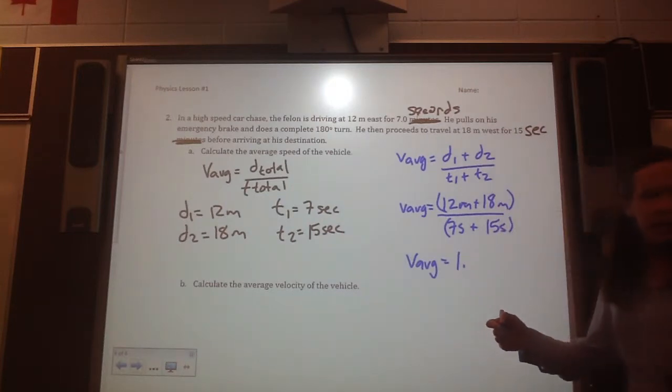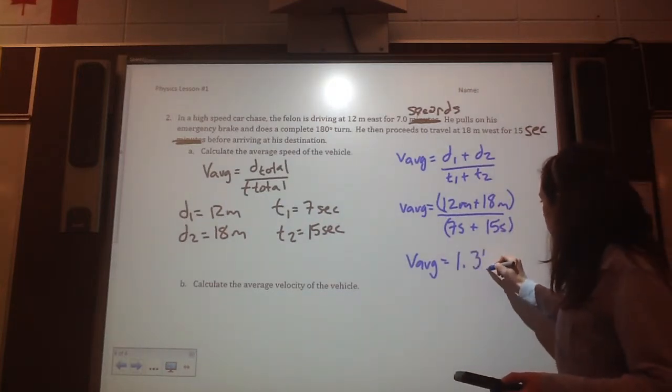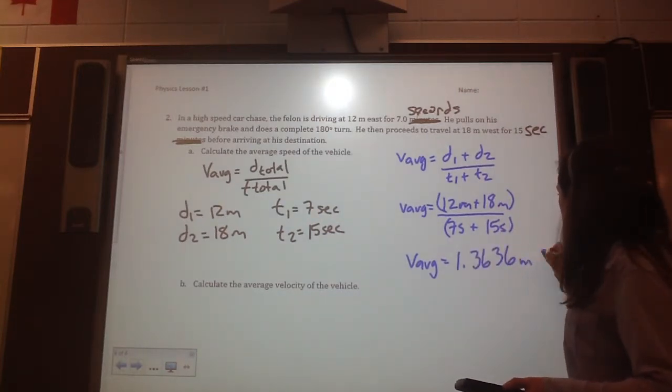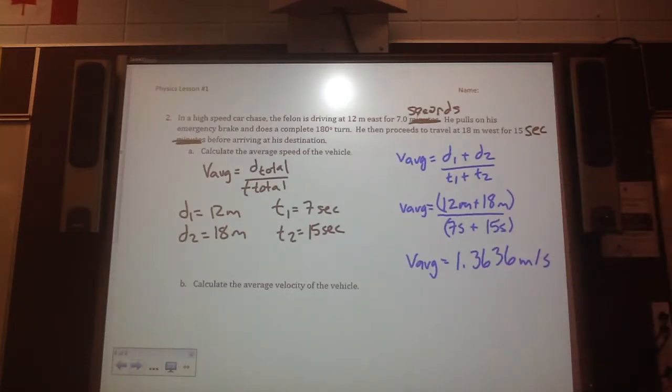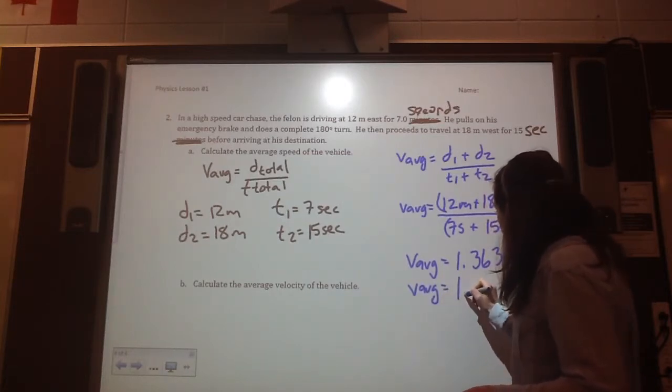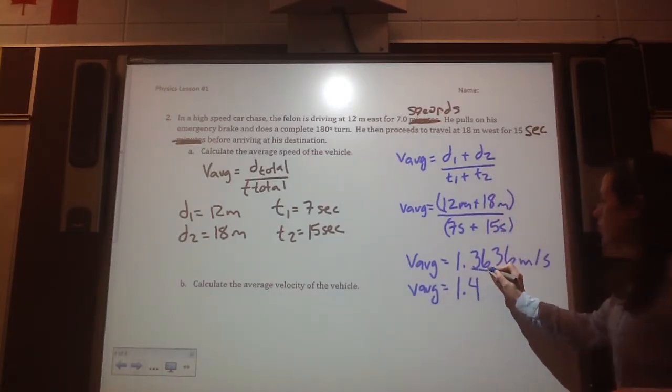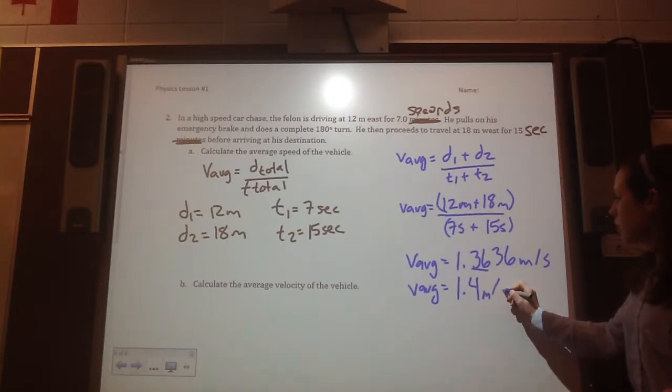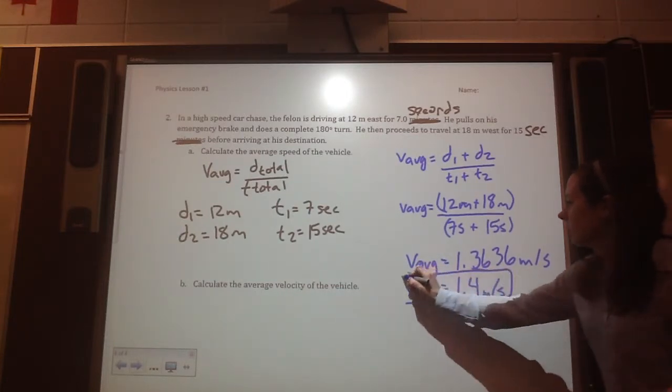So when you plug this in, you should get 1.3636 meters per second. We need to put this into sig digs. Everywhere in my question was 2 sig digs. You don't include the 180 turn because that's just information. Those aren't digits that we're using in a calculation. So I need this to 2 sig digs. So this is 1.4 meters per second because I round up, and that's your final answer.